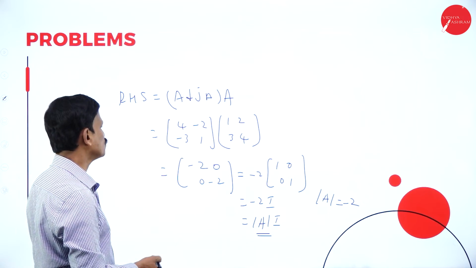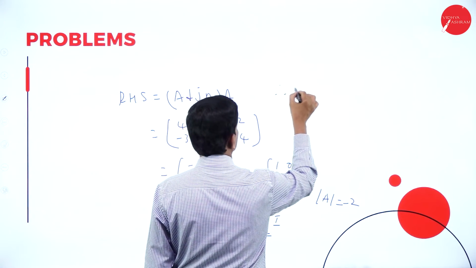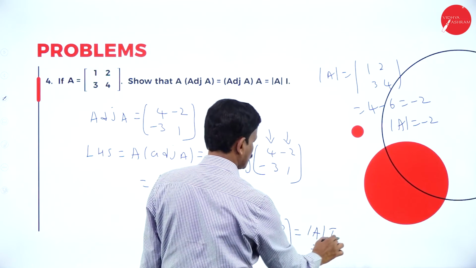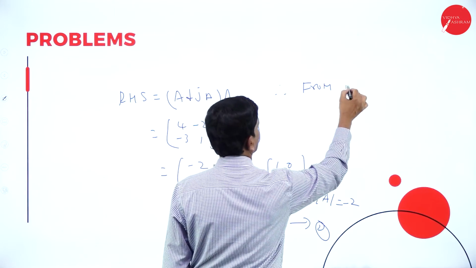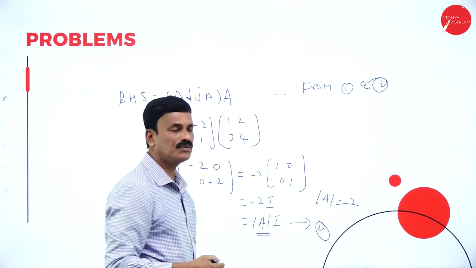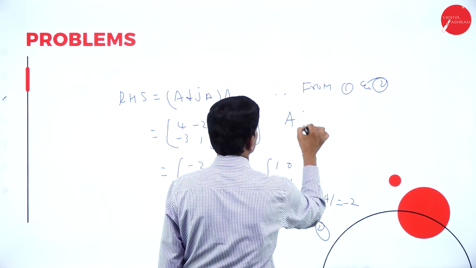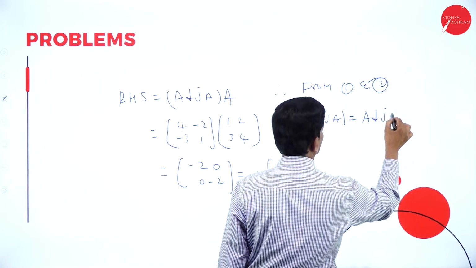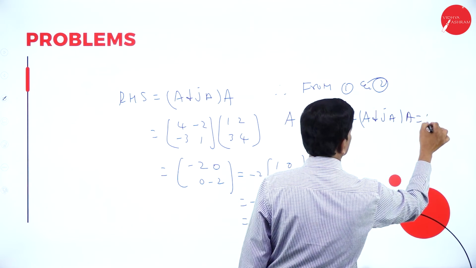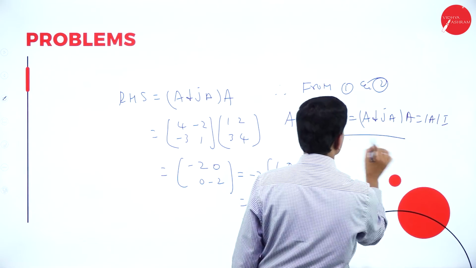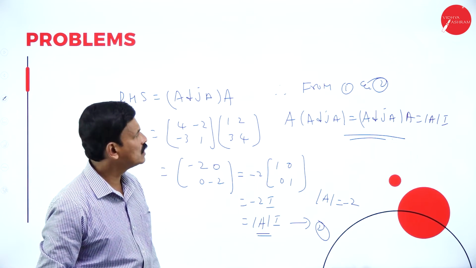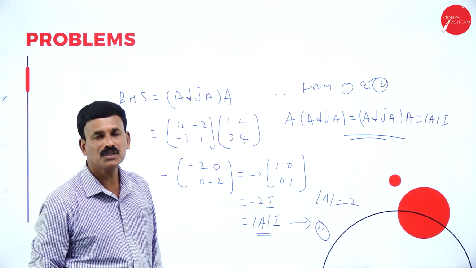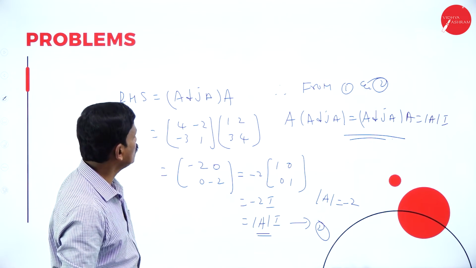So what do you say from these two? Let me represent this as equation number 2 and this as equation number 1. From 1 and 2, we can say a matrix into its adjoint is always equal to the adjoint of the matrix into the matrix, which is equal to determinant of A into I. That's it. This is a very important property.